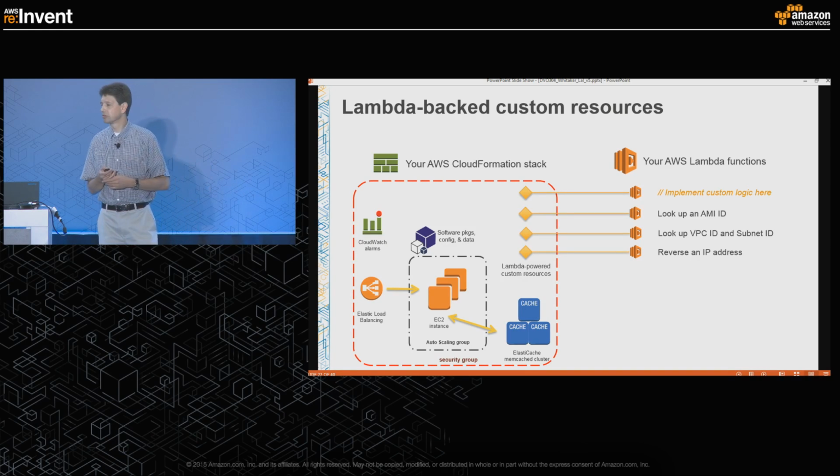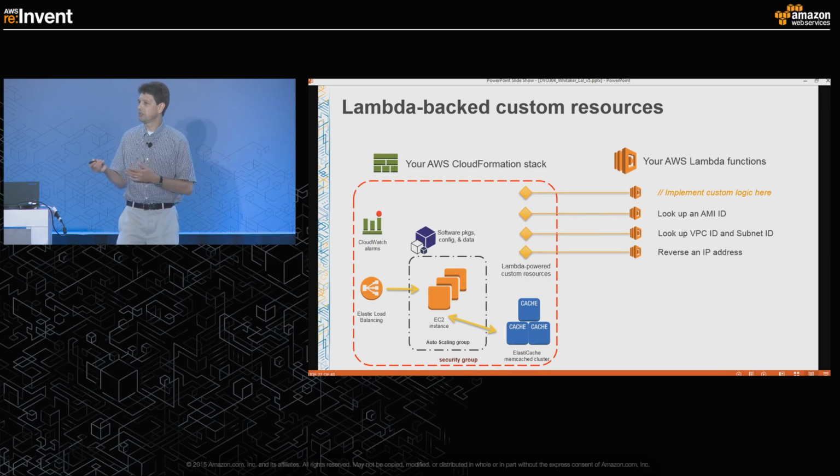So here's some examples. You might decide that I want the Lambda function to look up AMI IDs. Maybe I have custom AMI IDs. Maybe I'm looking up what's the latest Windows AMI ID or the latest Amazon Linux AMI ID. I can use a custom function to look that up, calling the APIs, and then return that data back to CloudFormation to use later in the template.